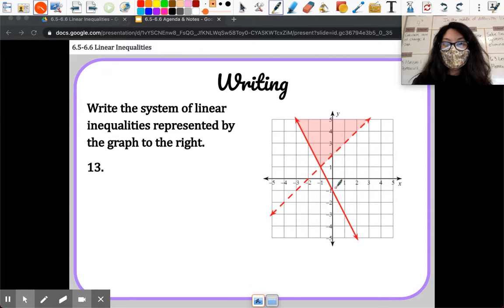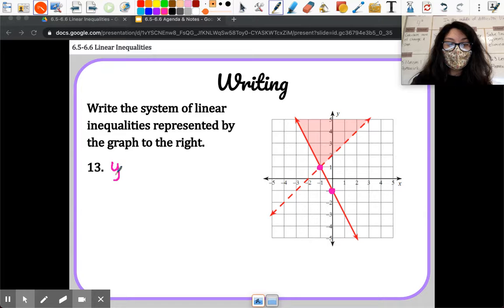And slope-intercept form is the best form. So let's start by finding our b value. There it is. And let's find another nice lattice point. Here's a good one. So this gives me my b value. And if I rise and run, that'll give me my slope.